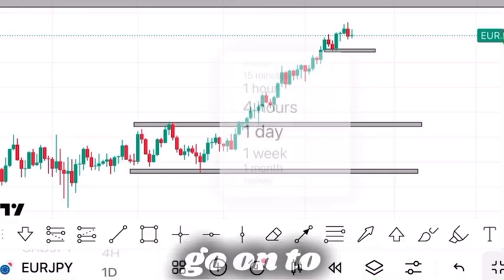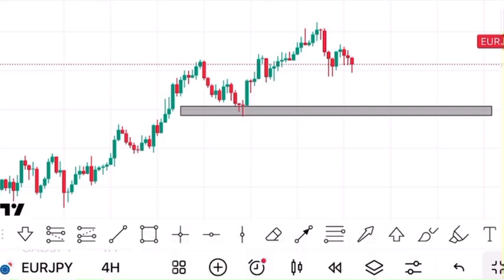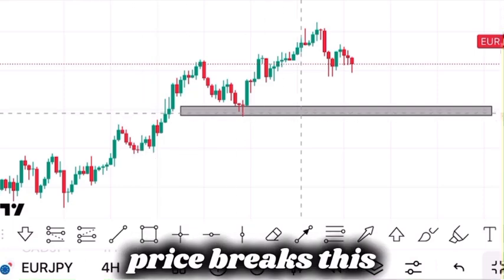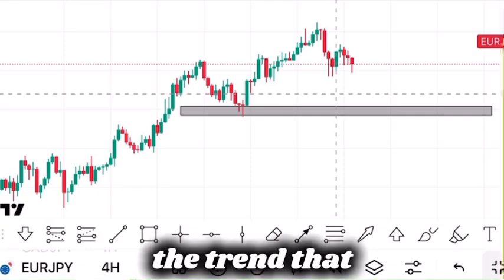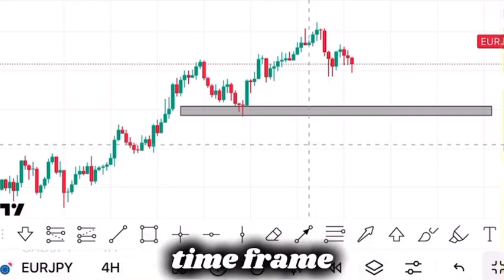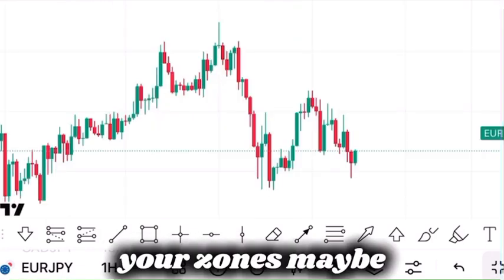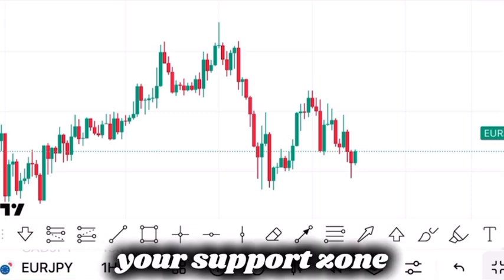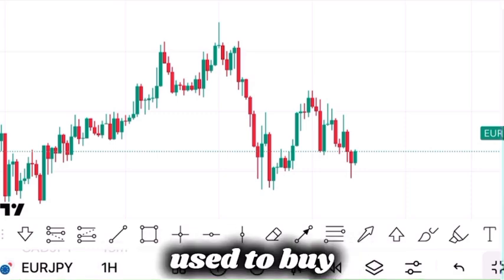You also want to understand the market structure from the 1 day time frame. After that, you go on to the 4 hours time frame. On this 4 hours time frame, you want to know the trend, the exact point at which if price breaks this low, then you know that from this 4 hours time frame we are in a downtrend or in an uptrend, the trend that you want to use to take your trade. Then your 1 hour time frame is where you mark out your zones, maybe your supply zone, your support zone that you use to buy, maybe a trend line zone that you use to buy your trade.